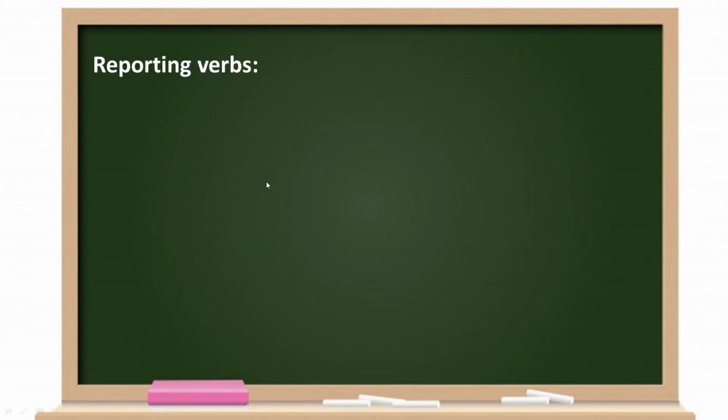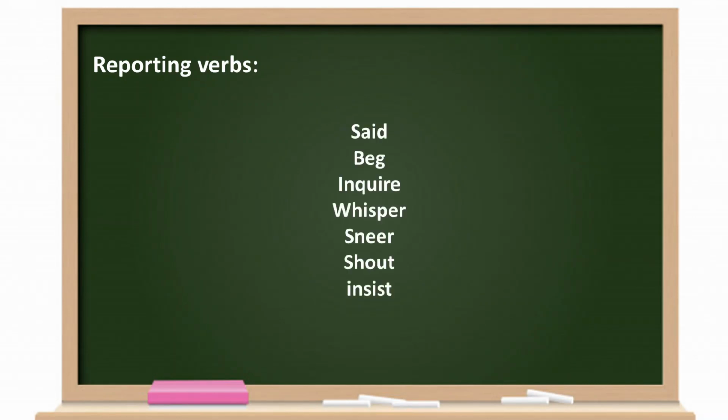Now, these are the reporting verbs that are mentioned in your book. Said, meaning قال; beg, meaning يتوسل; inquire, meaning يستفسر; whisper, meaning يهمس; sneer, meaning يستهزئ, like to mock someone; shout, meaning يصرخ; insist, meaning يصر. Again, these are the only reporting verbs used in your book when you convert to direct speech.